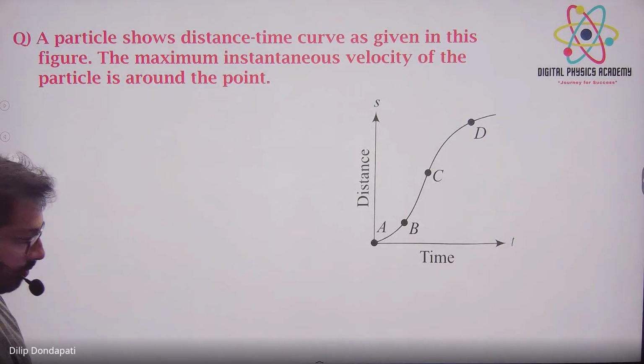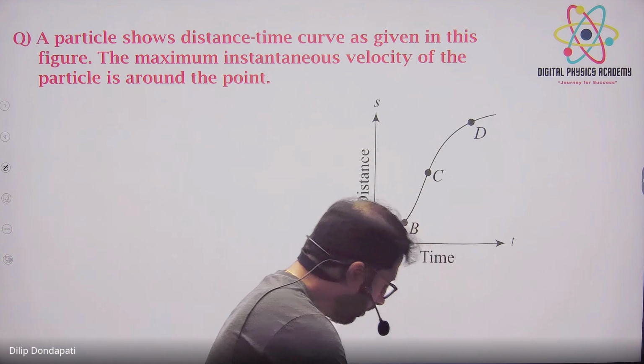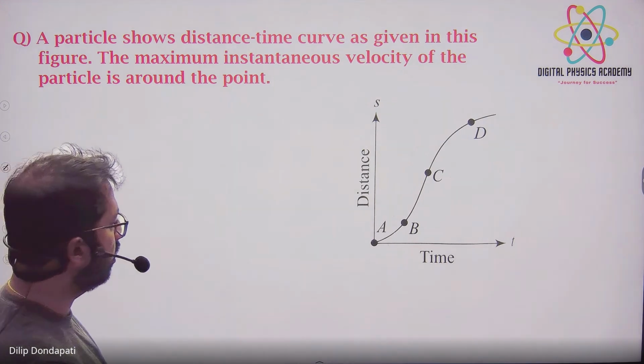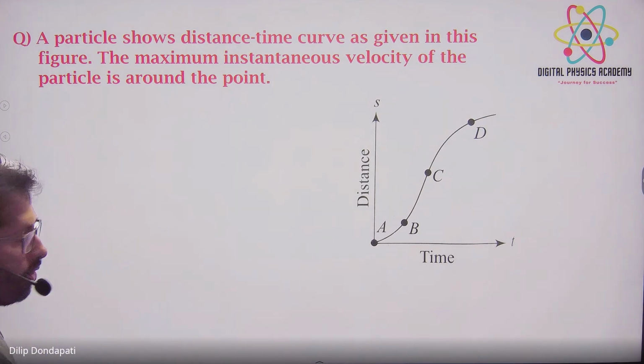चलो इसका आंसर बोलो. A particle shows distance time graph is given. The maximum instantaneous velocity of the particle around that point is, मतलब A या B या C या D या maximum velocity you want.